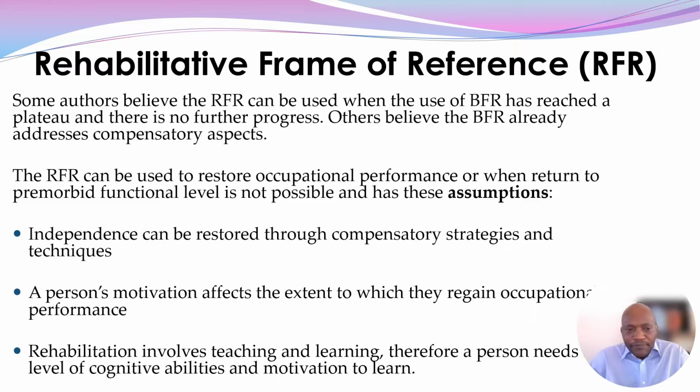The first one, independence. It assumes that independence can be restored through compensatory strategies and techniques. The second one is that a person's motivation affects the extent to which they regain their occupational performance. And lastly, the third assumption is that rehabilitation involves teaching and learning. Therefore, a person needs to have a certain level of cognitive abilities in order for them to actually learn, as rehabilitation involves learning and teaching. And they also need to be motivated to learn as an individual.